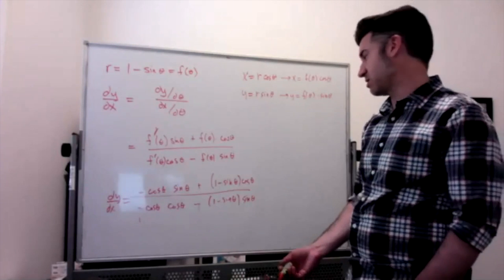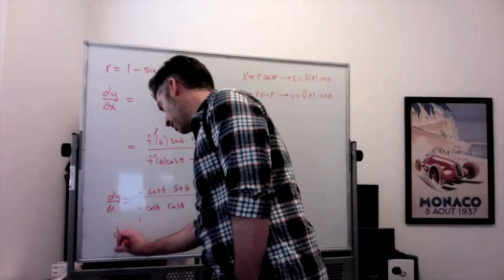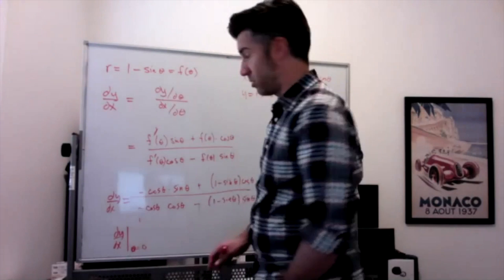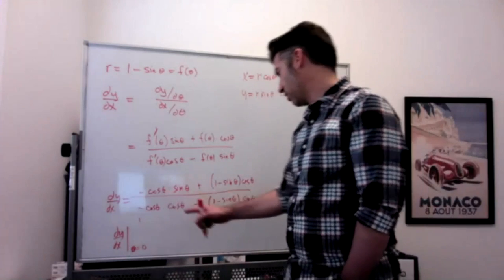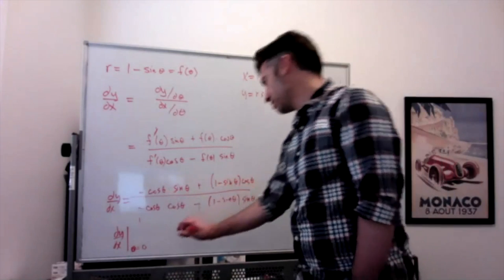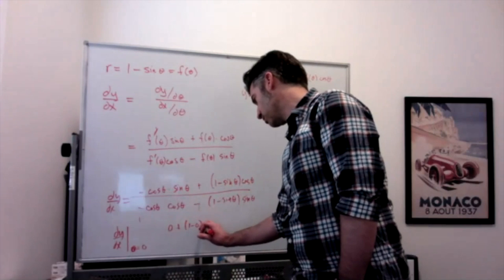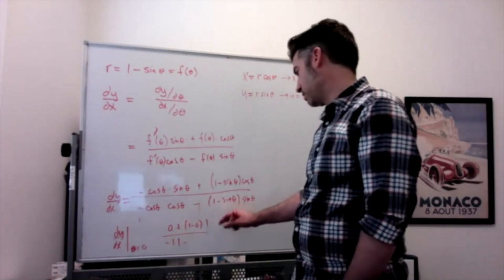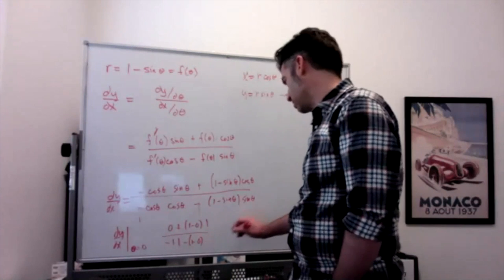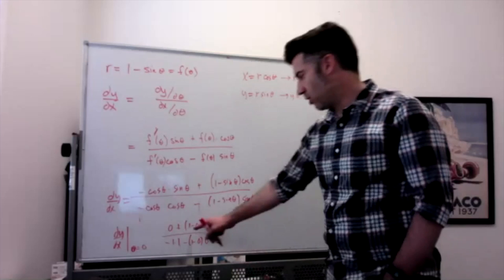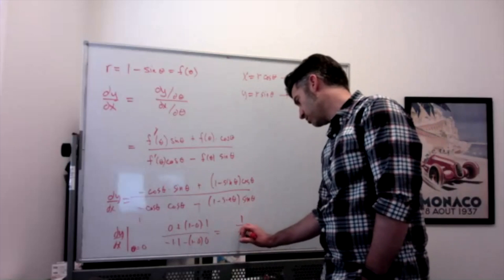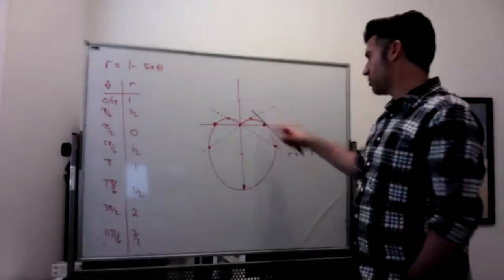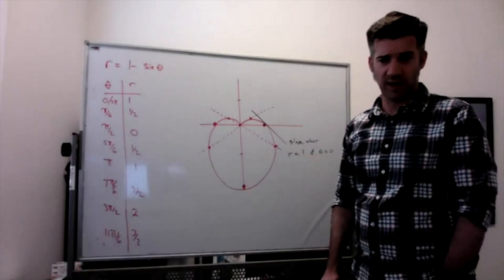We can just plug in 0. So plugging in theta equals 0, we're going to get, let's see, cosine of 0 is 1, sine of 0 is 0. So we get 0 plus 1 minus 0 times 1, over negative 1 times 1 minus 1 minus 0 times 0. So we end up getting 1 times 1 over negative 1 plus 0, just negative 1. So at this point, the slope of the line is negative 1, which seems reasonable, right? That looks like it could be negative 1 for sure.